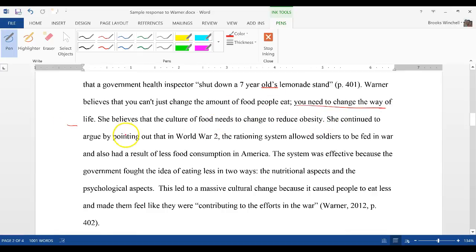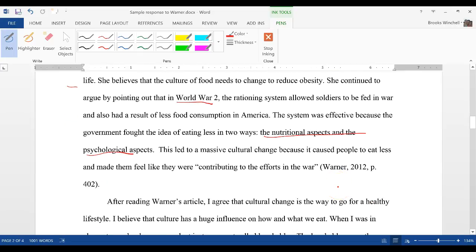She continued to argue by pointing out that in World War II, the rationing systems, which mentions the World War II example, allowed soldiers to be fed in war and also had a result of less food consumption in America. The system was effective because the government fought the idea of eating less in two ways: the nutritional aspects and the psychological aspects. This led to a massive cultural change because it caused people to eat less and made them feel like they were contributing to the efforts in the war.